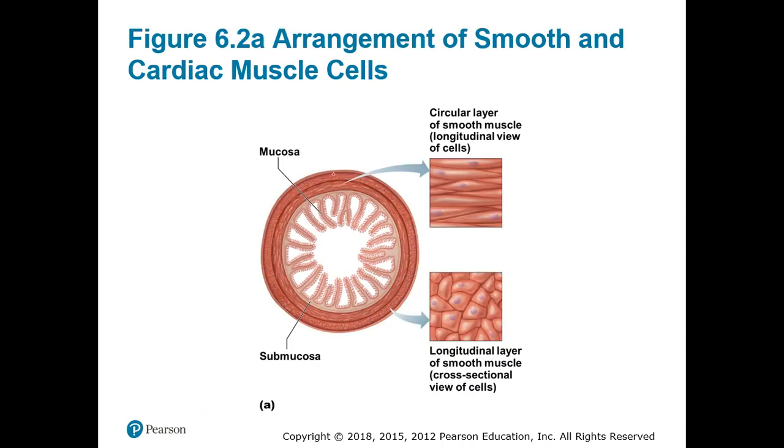So here is what I mean. We have one that's going more of a circle. So you see the cells making a circle. And then the other one is more longitudinal. So you see that it doesn't form that circular shape.